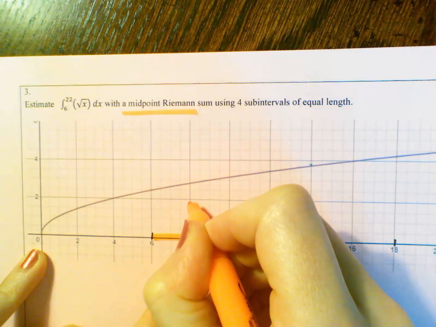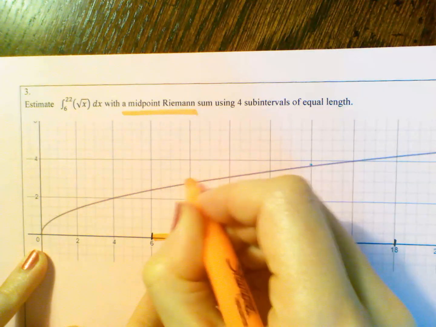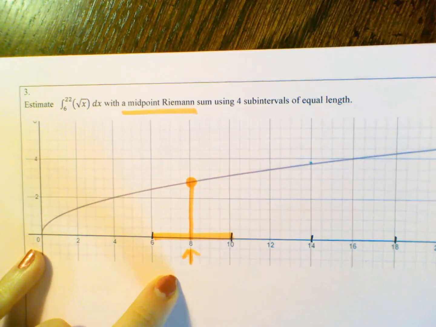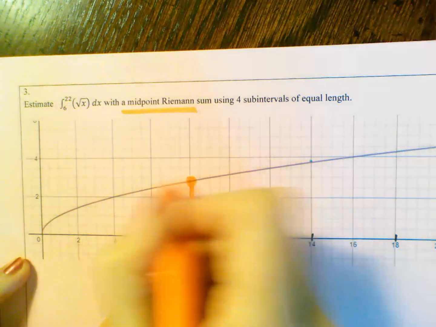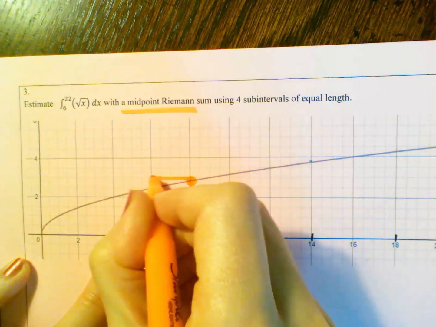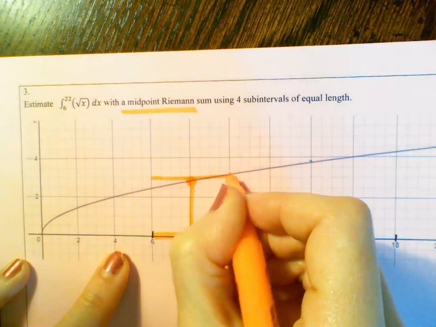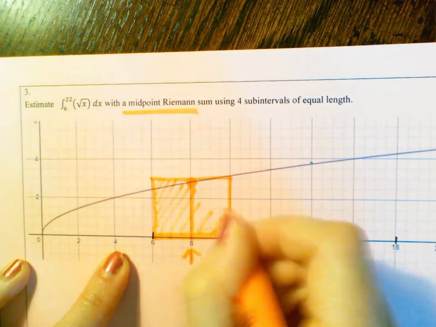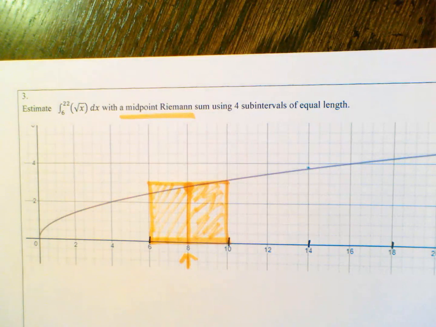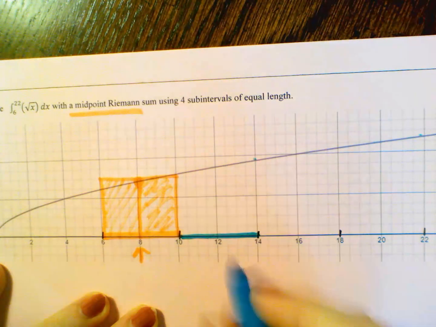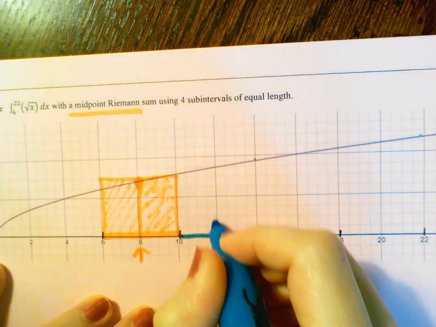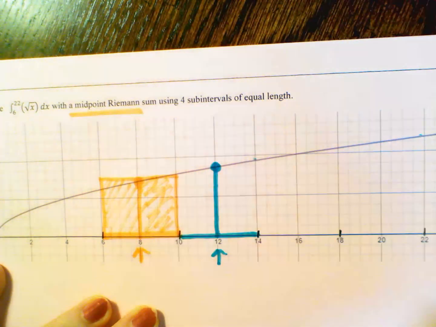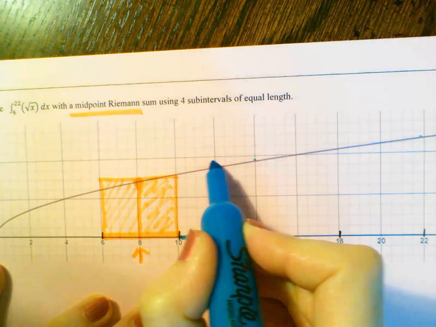So I'm going up to the graph here. So that is going to be the height of our first rectangle. And then you just go left and right, horizontal, and complete the rectangle like that. Okay. Midpoint up to the graph. That'll be the height, that y value.